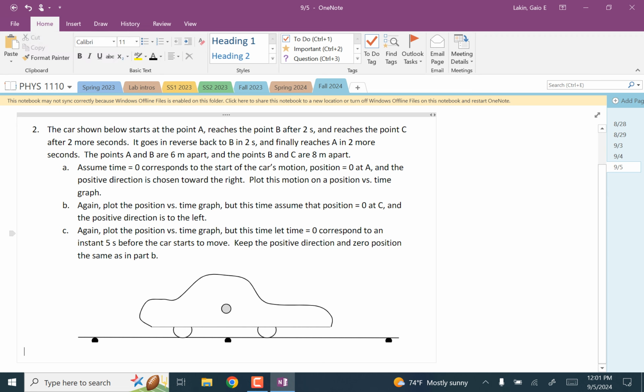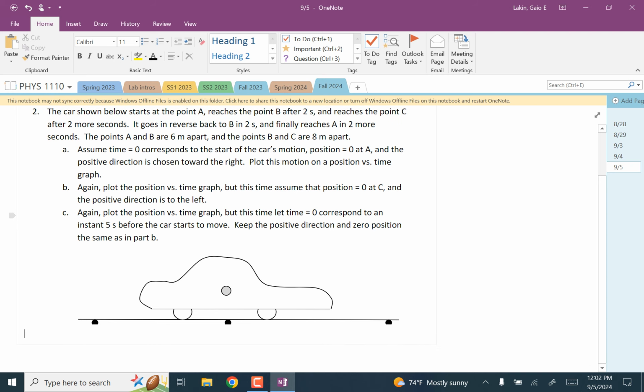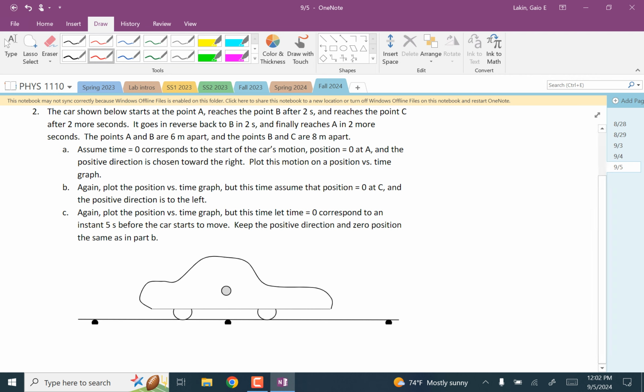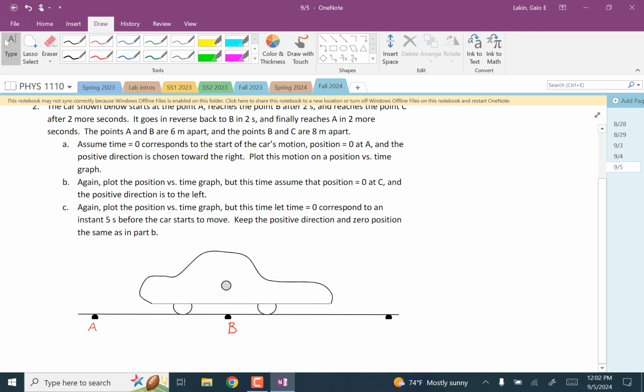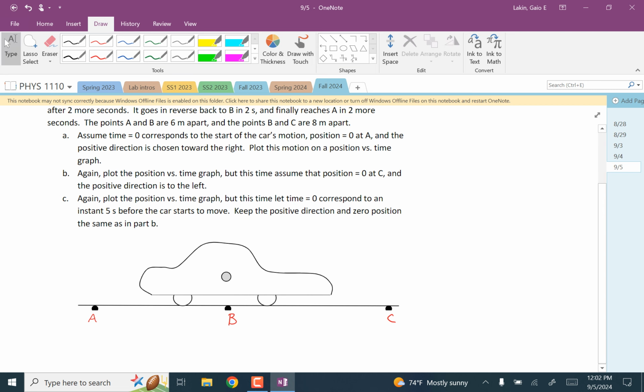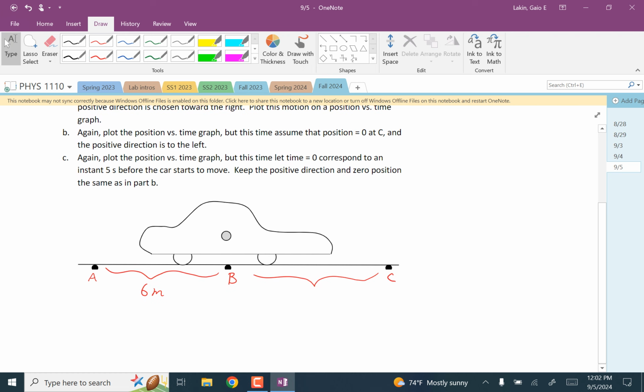So we got this car, and it starts over here at A. Gets to B after 2 seconds, C after 2 more seconds, back in 2 seconds. So it's 2 seconds, tick, tick, tick, tick. And A and B are 6 meters apart. And B and C are 8 meters apart.